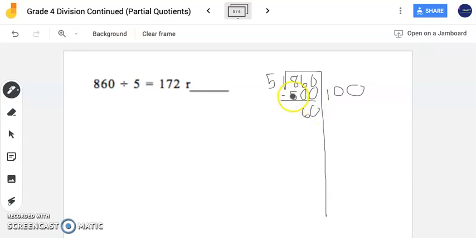So now I'm left with 8 minus 5 is 360. So now 5 times something gets me close to 360. Well, I know that 5 times 7 is 35. So 5 times 70 is 350. So now when I subtract here, I'm left with 10.